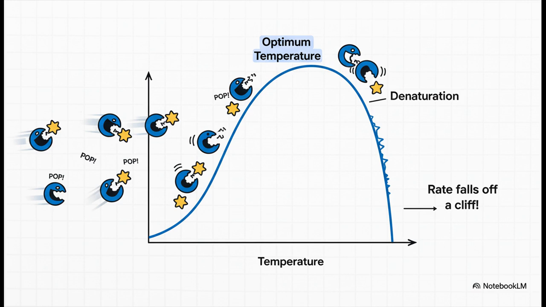Now, enzymes work best at a specific optimum temperature. As things warm up, molecules move faster, collide more often, and the reaction speeds up. But if you get too hot, the enzyme denatures, it loses its shape, and it just stops working. The rate of decay pretty much falls off a cliff.